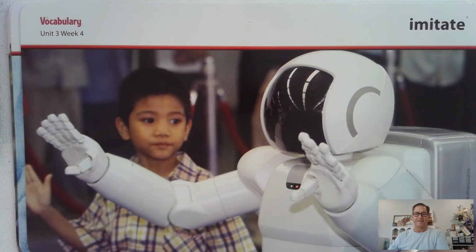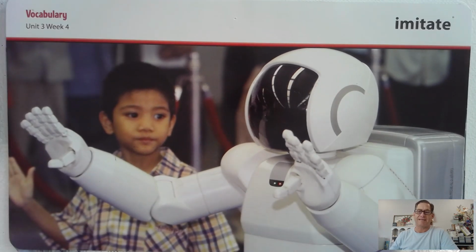Another word in this week's selection is imitate. Say that word with me. Imitate. If you imitate a person or animal, you try to be like that person or animal. Example, this robot can imitate the way Cody moves. What does it mean to imitate something?